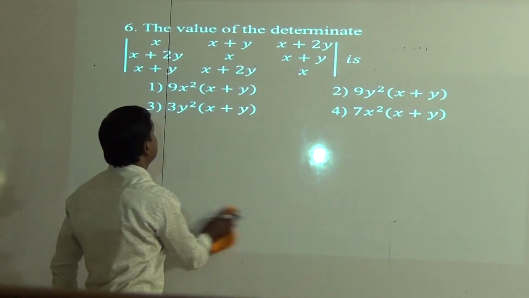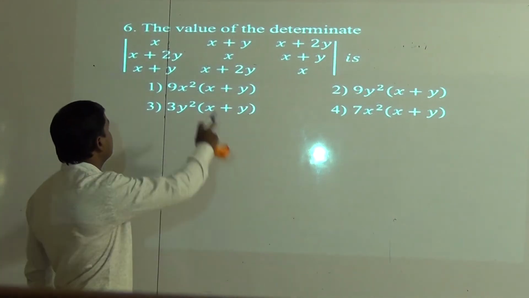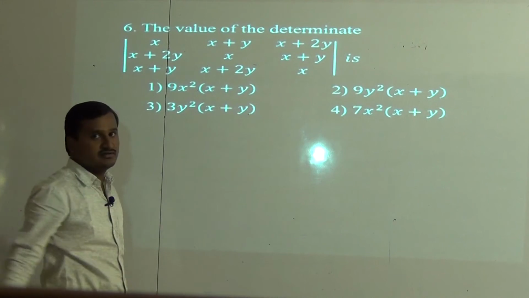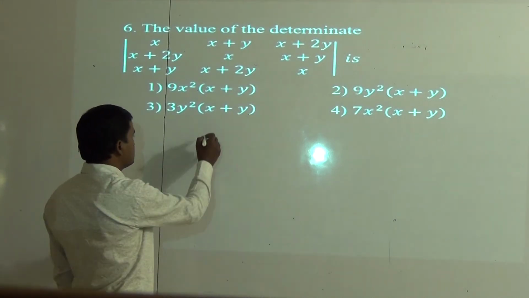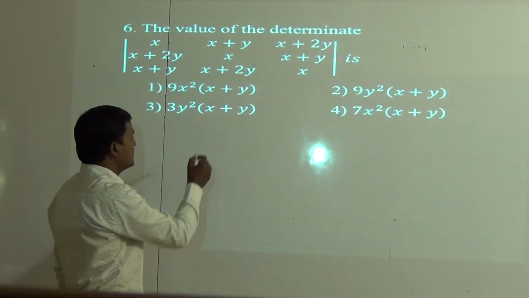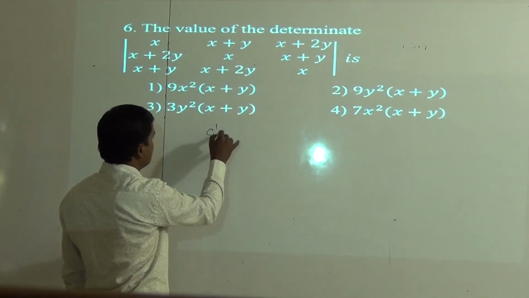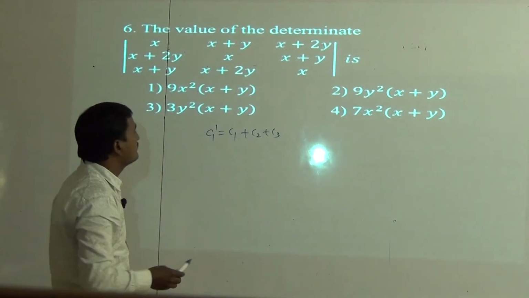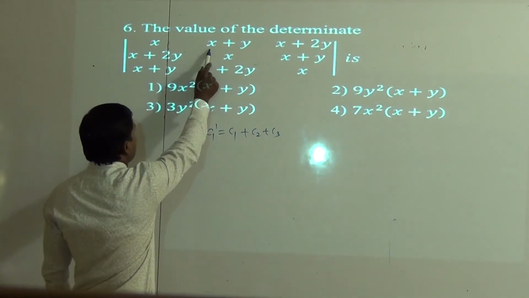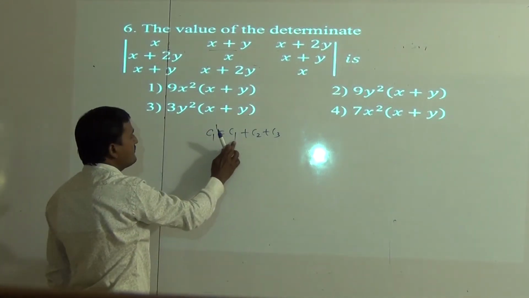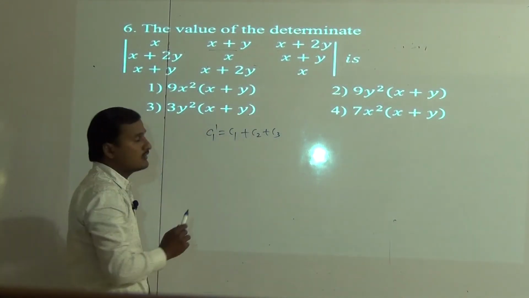Okay, the value of the determinant. So here we should find the value of this determinant. For this, I want to apply an elementary operation. That is, I will apply C1' = C1 + C2 + C3. Here it is x, x plus y and x plus 2y. We have to add the first column, second column and third column.